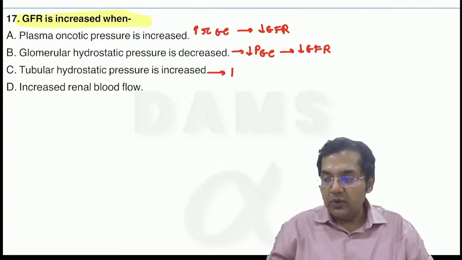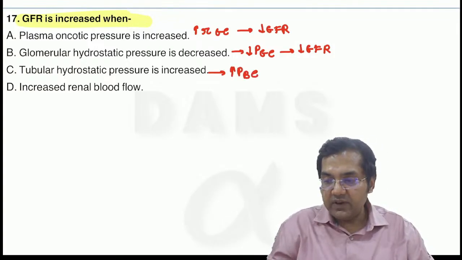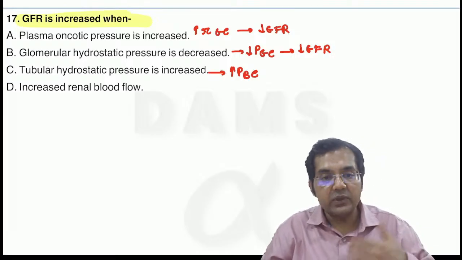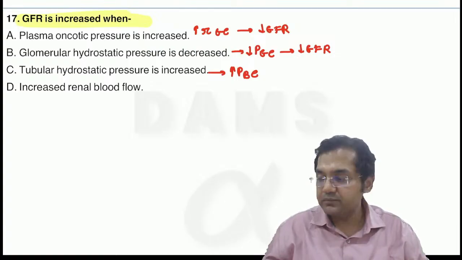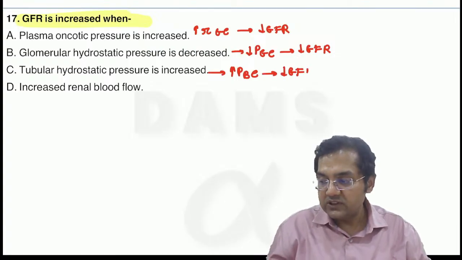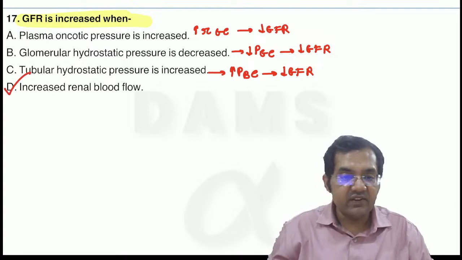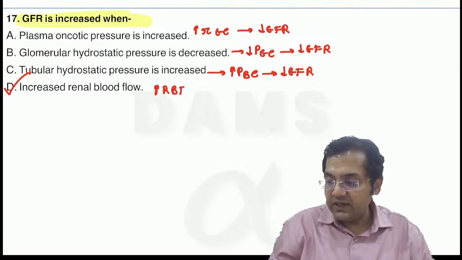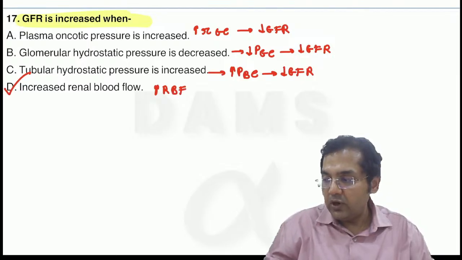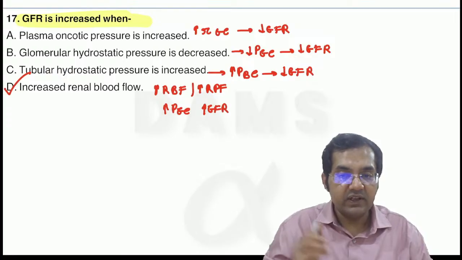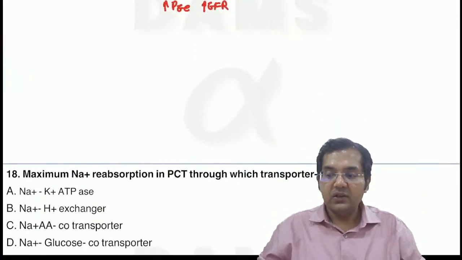Tubular hydrostatic pressure is increased. When does that happen? I have already told you. Yes, obstruction to the outflow of urine, ureteric stone, ureteric calculus, GFR decreases. So naturally the only correct answer is increase in renal blood flow, because increased renal blood flow or renal plasma flow will cause increase in hydrostatic pressure in glomerular capillary, which will cause increased GFR. Fine. Let's move to 18.